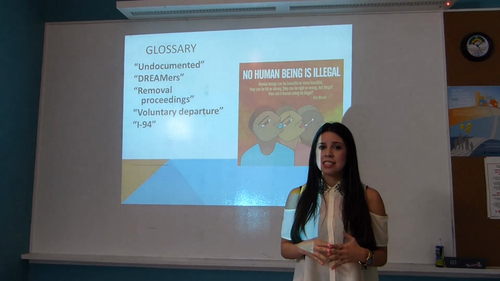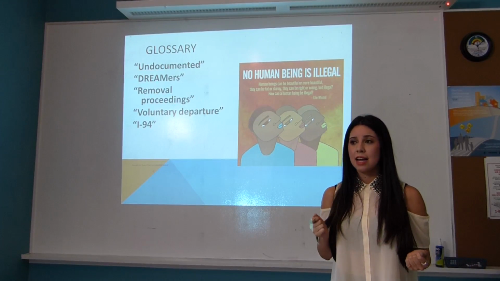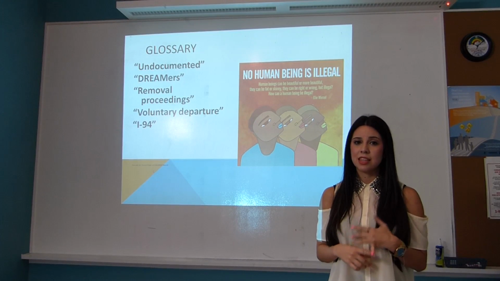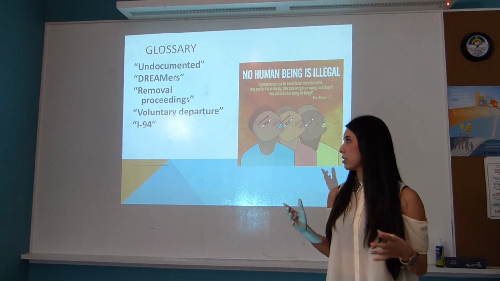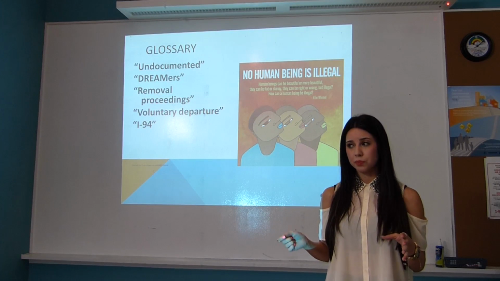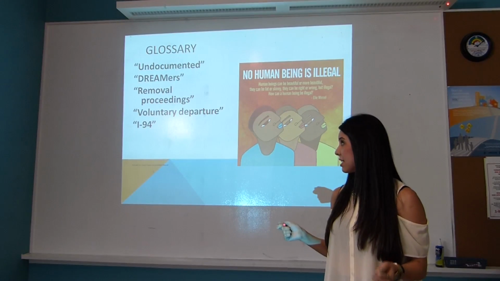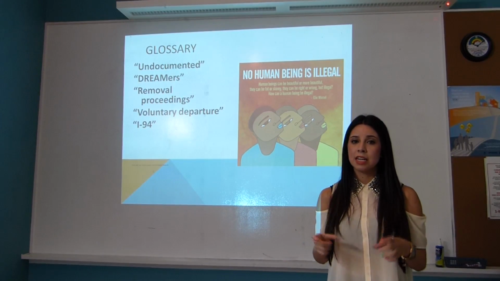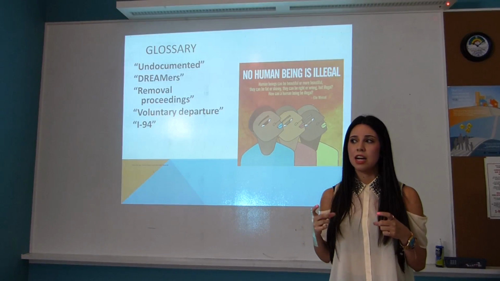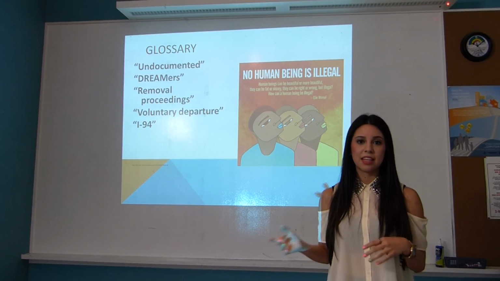Removal proceedings is one of the methods by which the United States tries to get people to leave the United States. Voluntary departure is another one of those ways, and this usually means that a person signs a piece of paper that states that they are voluntarily leaving the United States. An I-94 is a little white card that is given to persons with visas, and this card usually has the date that they came in and the date that they left the United States.